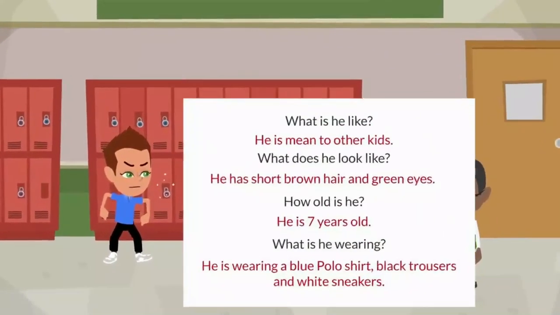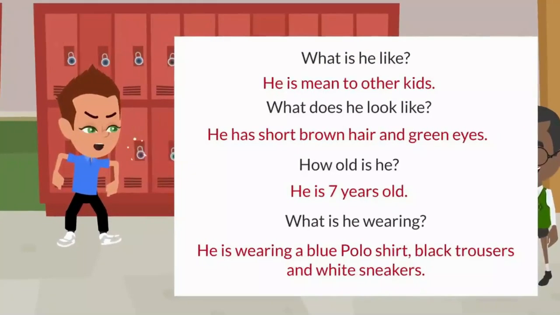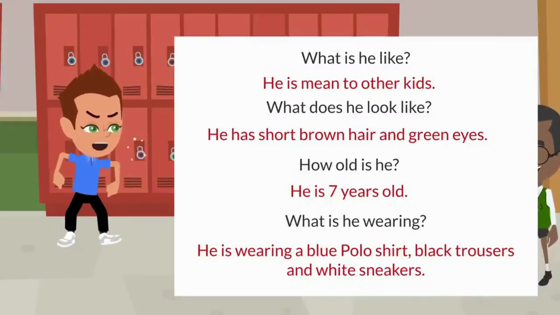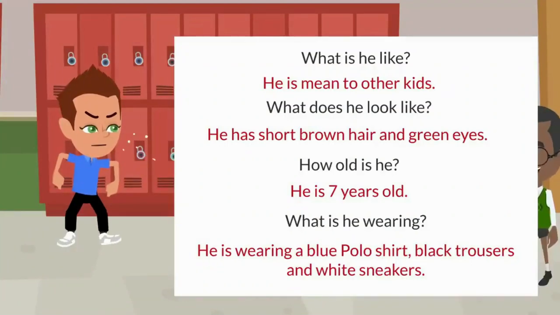What is he like? He is mean to other kids. What does he look like? He has short brown hair and green eyes. How old is he? He's 7 years old. What is he wearing? He is wearing a blue polo shirt, black trousers, and white sneakers.